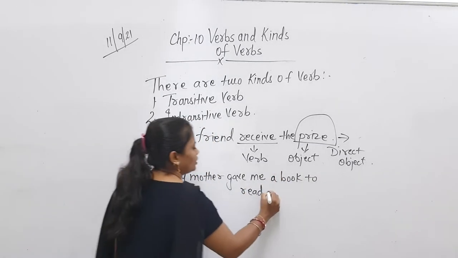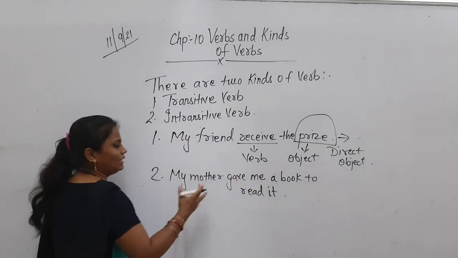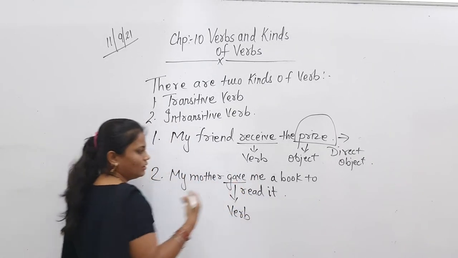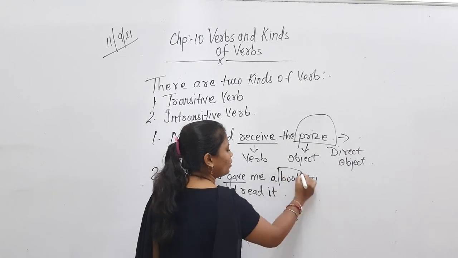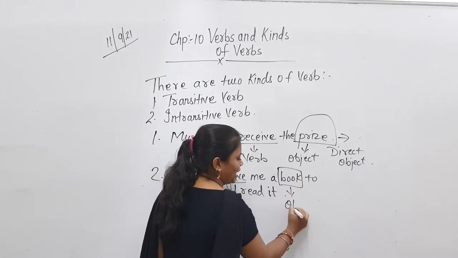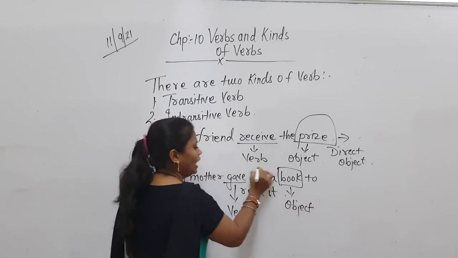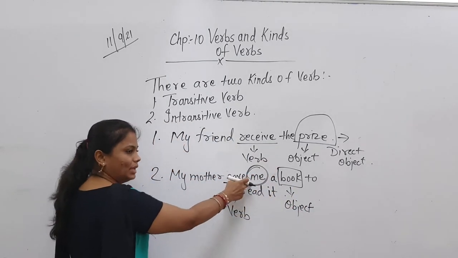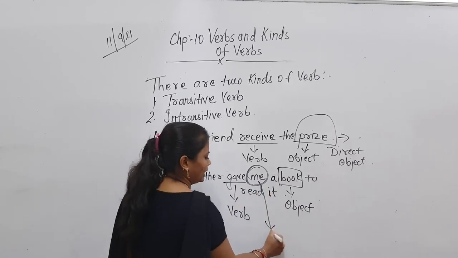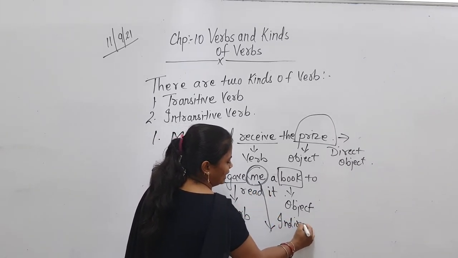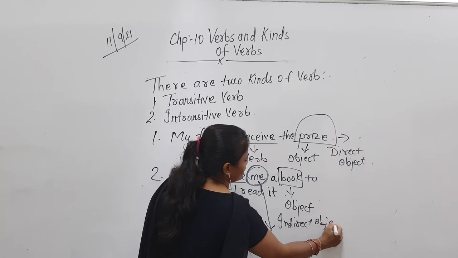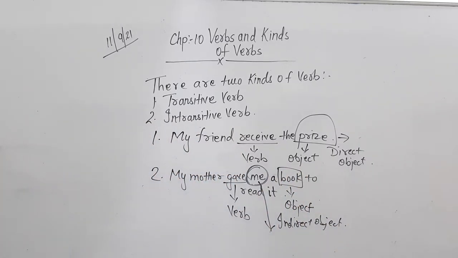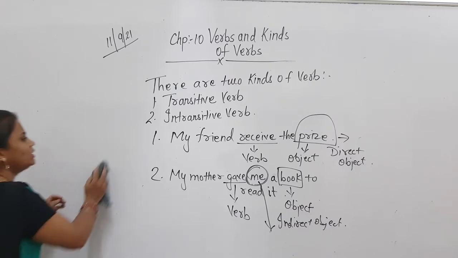Read it. Okay. So my mother, what action is she doing? She gave. The verb is gave. What? Book. So what is book? It is the object. But here, the word coming before the direct object, that is an indirect object. So from the sentence, for example, I think you are clear with this.